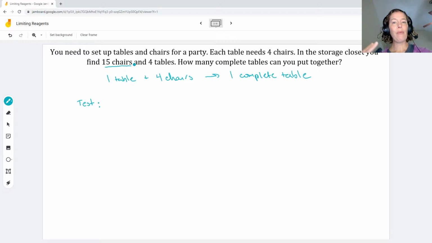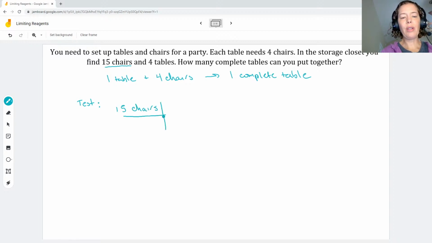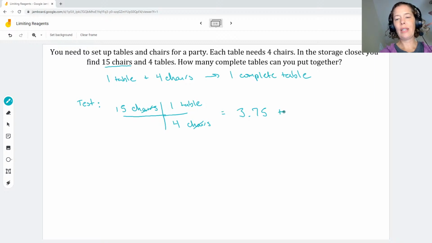So I'm going to set this up very much like a stoichiometry problem. So I have 15 chairs, and I want to convert from chairs to tables. So I'm going to use my stoichiometric coefficients. I guess I wouldn't call this a mole ratio because we're not dealing with moles here. So there are 4 chairs for every 1 table. My chairs cancel. I'm left with table. And so I need 3.75 tables.